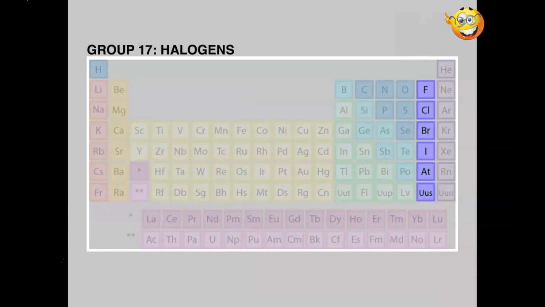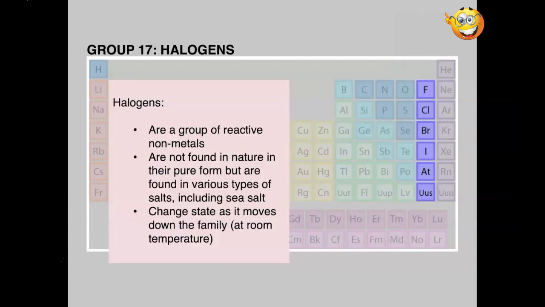And then in group 17, on the right hand side, are the halogens. So halogens are a group of reactive nonmetals. They are not found in nature in their pure form, but are found in various types of salts, including sea salt, and they change state as it moves down the family at room temperature.